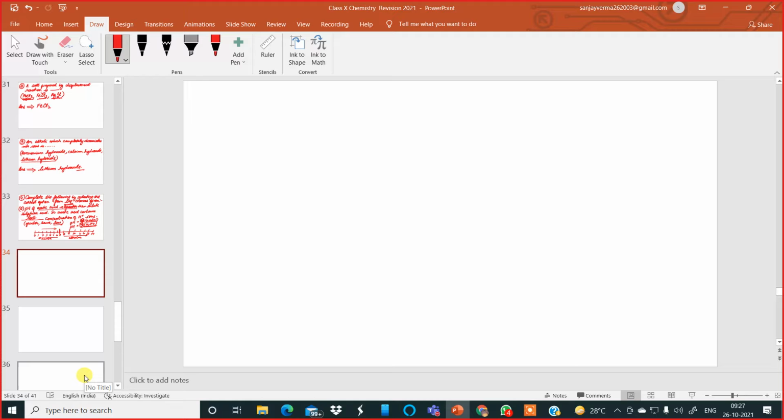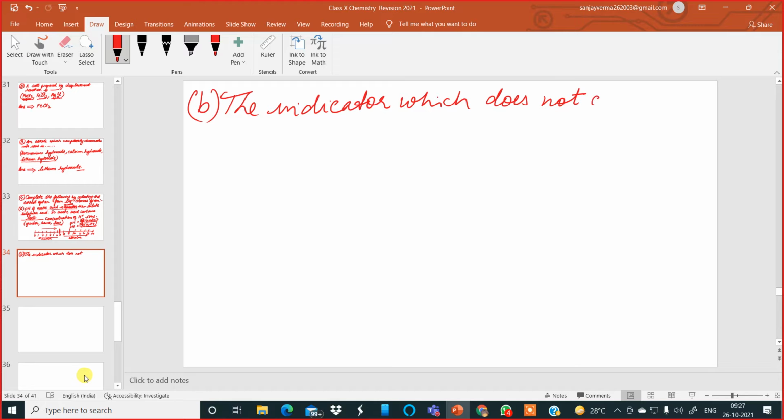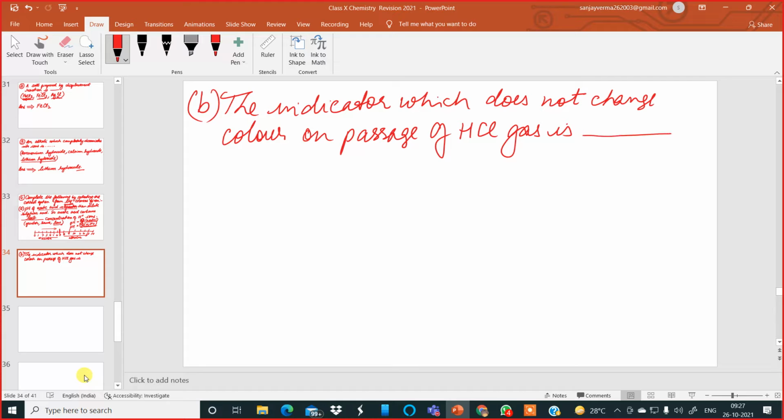Good. Now number 4B. The indicator which does not change color on passage of HCl gas is, blank space over here, and the options I'm writing down.